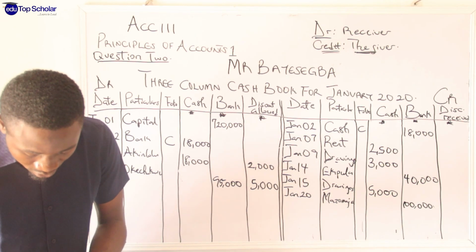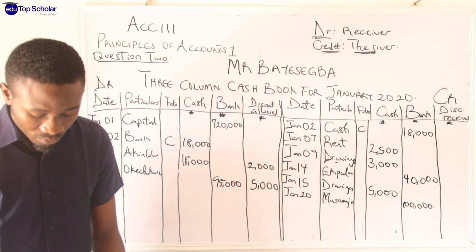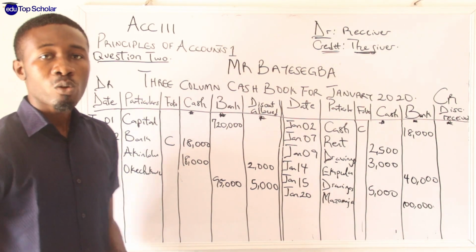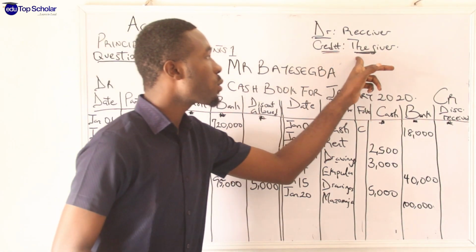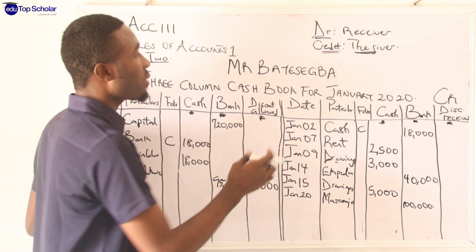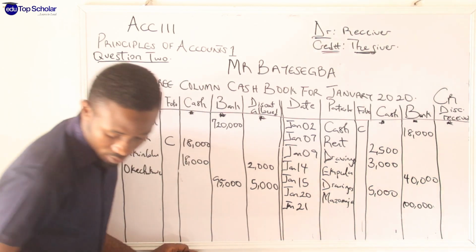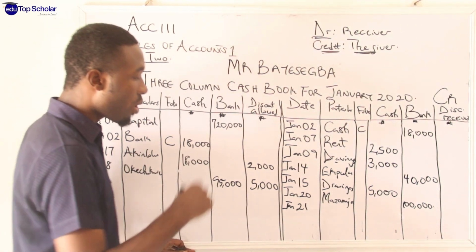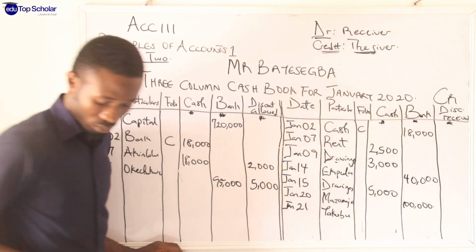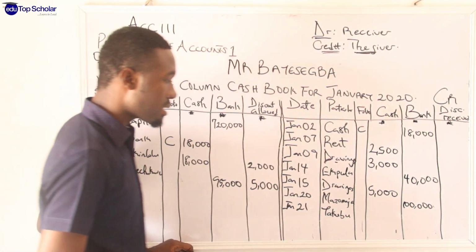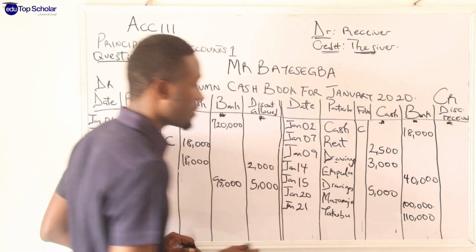So on January 21, he paid check to Yakubu in full settlement of his account. They said he paid check. So for this also, we know that when we pay, money leaves us and in that case we are also the giver. And since we know that we are going to credit the giver, we can now come to January 21, because we paid money to Yakubu 110,000, because we paid by check. 110,000.